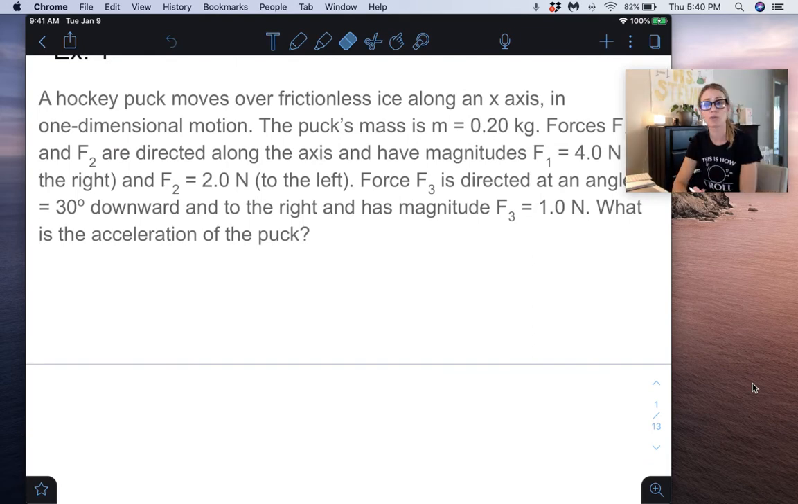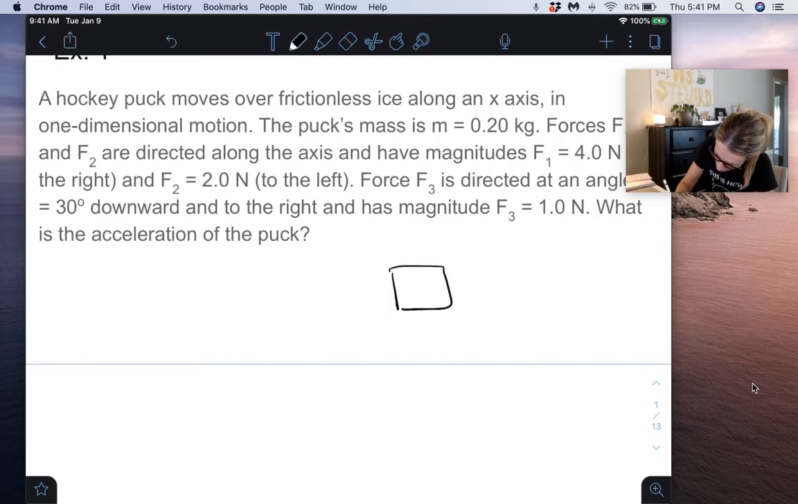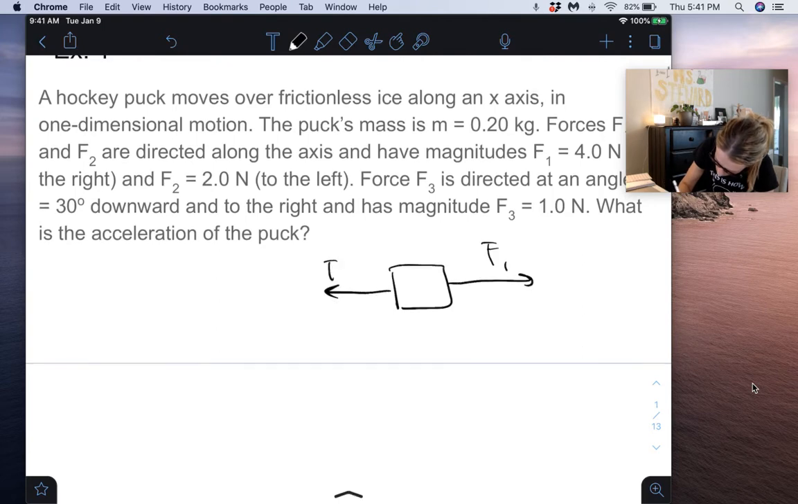So first and foremost, we have to draw a free body diagram. So we have the hockey puck, and then I know F1 is to the right, F2 is to the left, okay? And then it tells me that F3 is directed at an angle of 30 degrees downward. Now, usually that is an angle of 30 degrees to the horizontal, which means that is our angle right there.